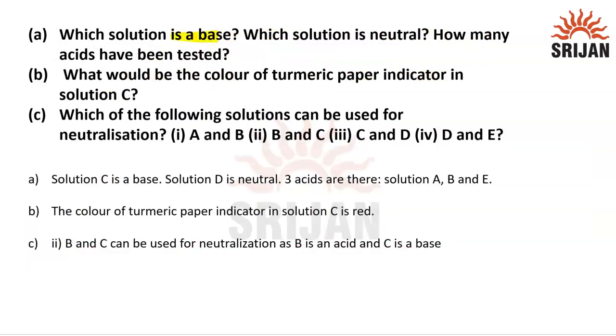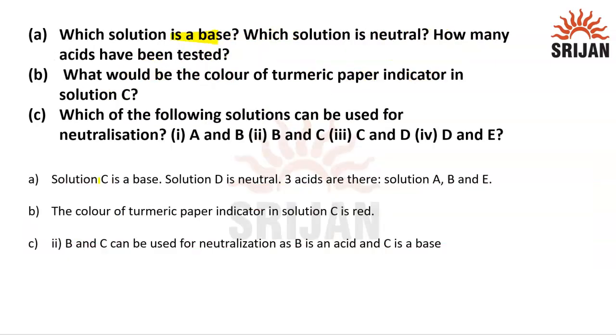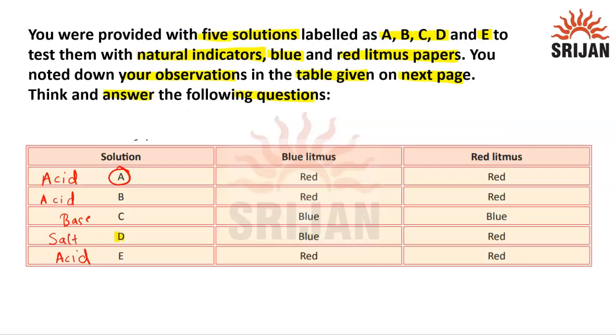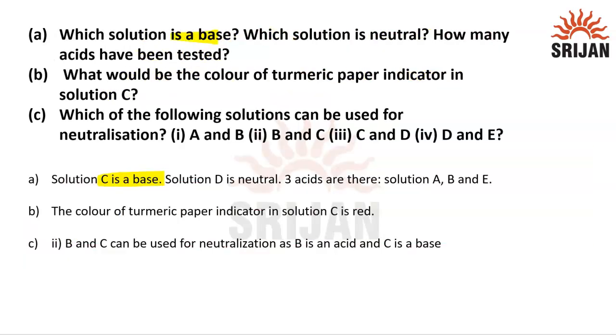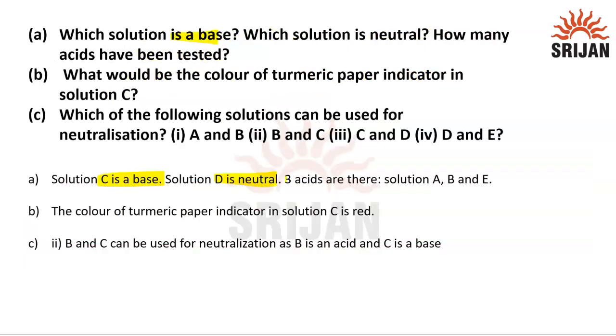Which solution is a base? So we just saw that solution C is a base. Which solution is neutral? We just saw that solution D is a salt, hence it has to be neutral. How many acids have been tested? We have seen that A, B, E are basically acids. So 3 acids are there: solution A, B and E.